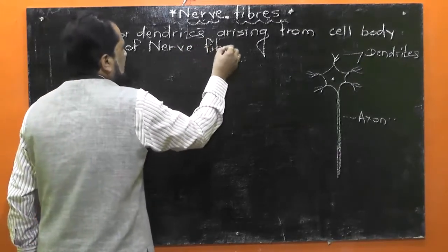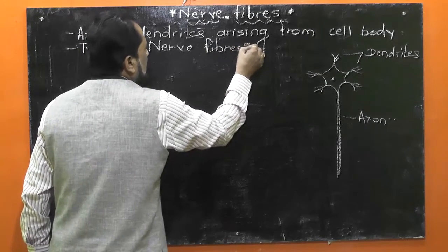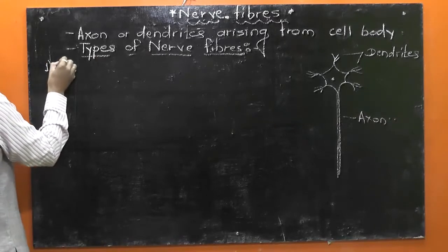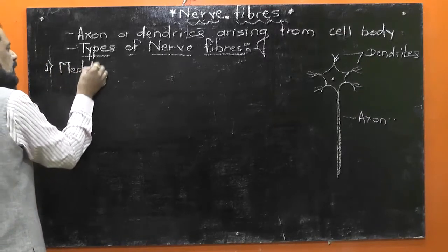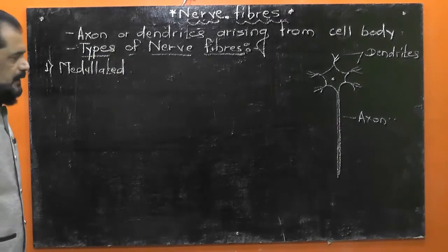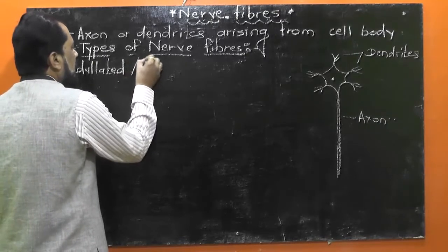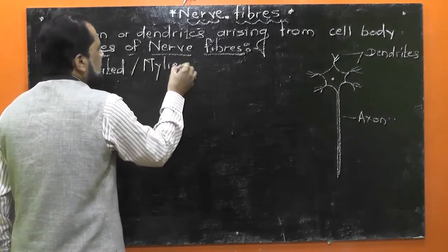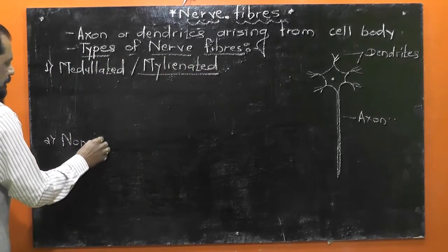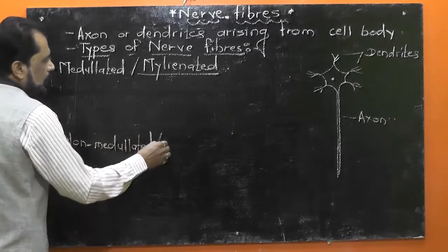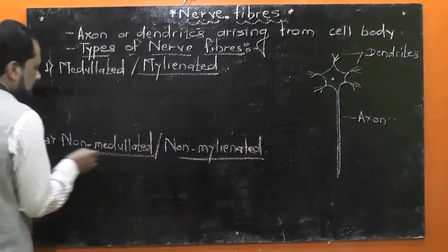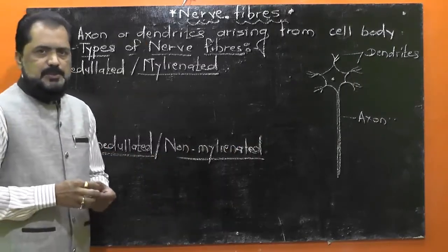Such as medullated or myelinated nerve fiber and non-medullated or non-myelinated nerve fiber. Medullated, or it may be called myelinated nerve fibers, and second, non-medullated or non-myelinated nerve fibers. Let me tell you what is the basic difference between these two.